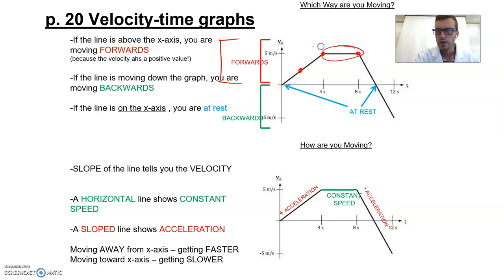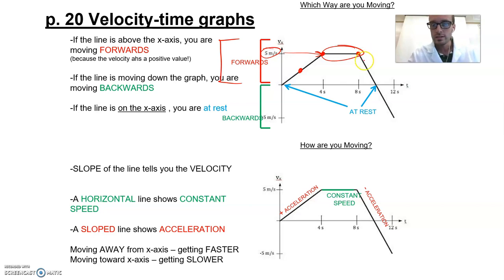This is the big place people trip up. They're like, but that is a slope of 0, Mr. Simpkins. But we're now looking at velocity time graphs. Yes, the slope is 0, but what is the value of velocity for this entire time? The value is 5. So a horizontal line on a velocity graph means that you're moving at a steady rate.